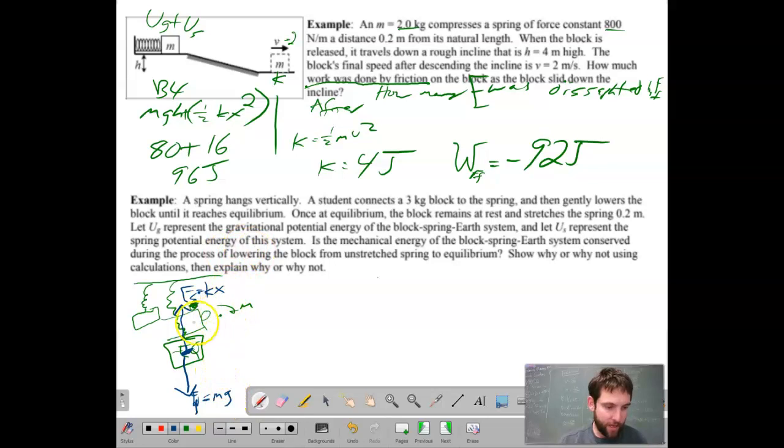Now let's look at the energies. When it's connected up here and then it gets lowered, what's happening to the energy? Well, we're adding in this spring potential energy because now the spring is being stretched beyond its natural length. It's being stretched 0.2 meters. So writing in the types of energies that we have, if we set this as height equals 0, then this height equals 0.2 meters. At 0.2 meters, we have height, so we have gravitational potential energy. And when we're at h equals 0, we have spring potential energy. Remember, the equation for spring potential energy is 1/2 kx squared.